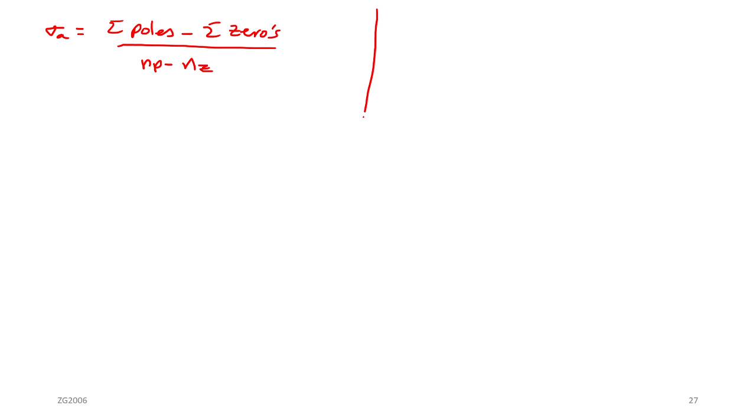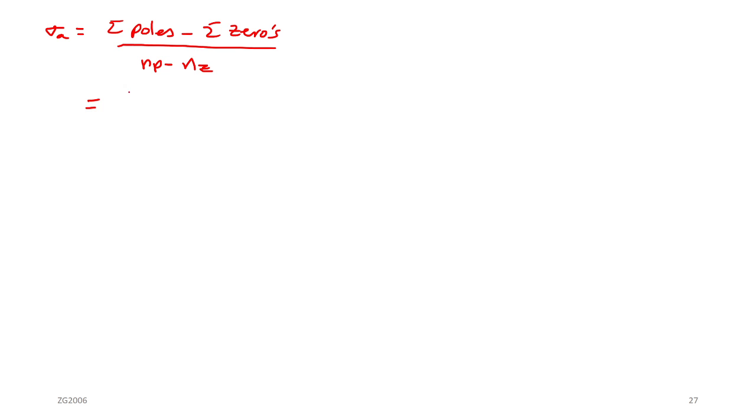We need the center of gravity for the asymptotes. Center of gravity, let me call it sigma A. This is the point on the real axis that will determine the center of gravity for the asymptote. It's going to be the summation of the poles minus the summation of the zeros divided by the number of poles minus number of zeros. Okay. Let me divide this later.